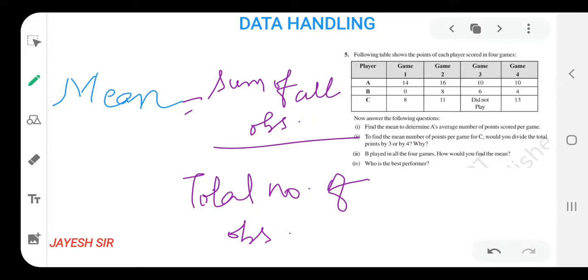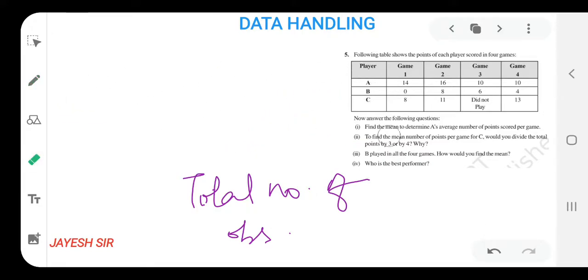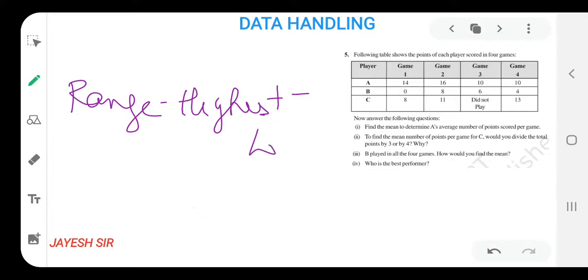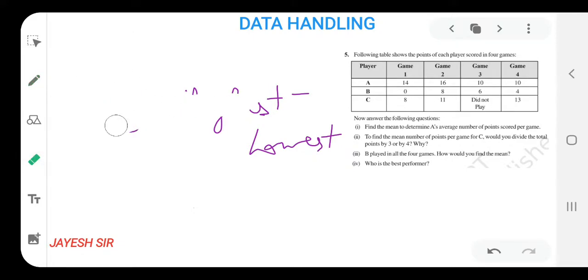Now, recalling the second topic, that is range. What should strike in our mind while listening to the word range? Range means highest minus lowest. Yes, dear, highest minus lowest. This should always be kept in your mind. Yes, friends, I think we have recalled the concepts that we studied in the previous video.